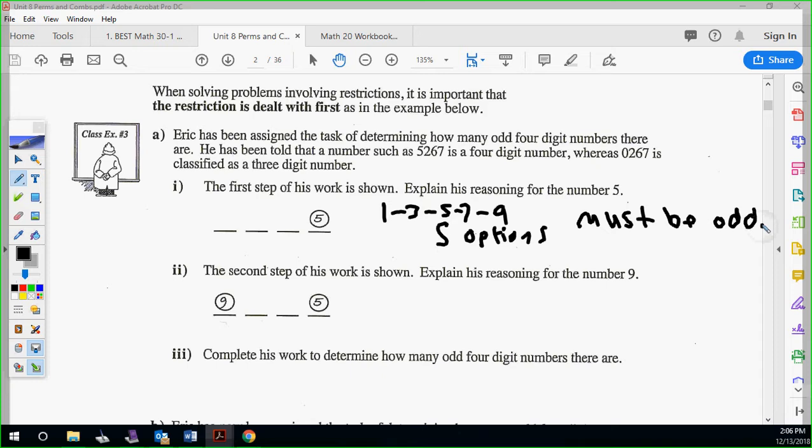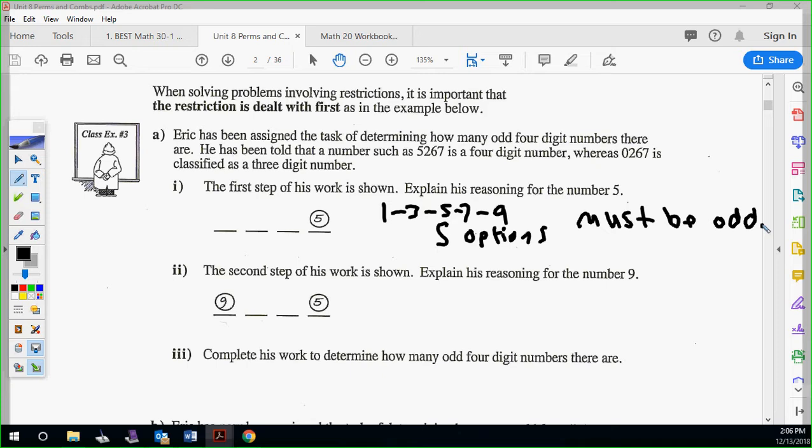The second step of his work is shown. Explain why he has the number 9 in front. Okay, did you hear that? We can have all numbers, all digits. How many digits are there? There's 0 to 9, which is 10 digits. But we can't use 0, so then we have 9 options. There's 9 options for the first digit because we can't be 0.